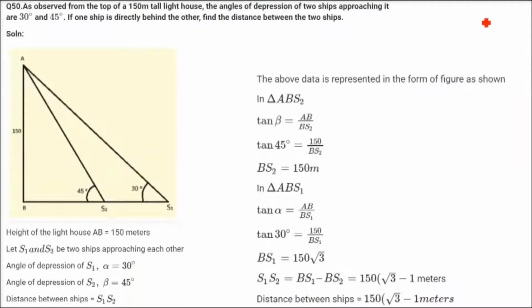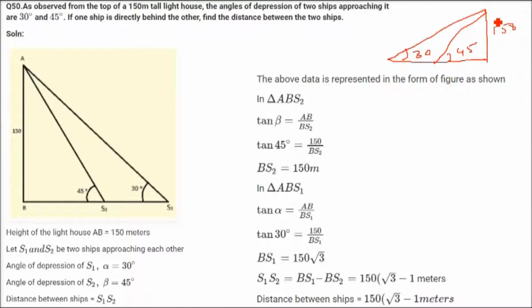As observed from the top of a 150-meter tall lighthouse, the angle of depression of two ships approaching it are 30 degree and 45 degree. If one ship is directly behind the other, find the distance between the two ships. So the situation is like this. There is a lighthouse. There are two ships. One ship here, one ship here. Now we know that whenever we go up to a distance, the angle will decrease. So this will be 30 degree and this will be 45 degree.